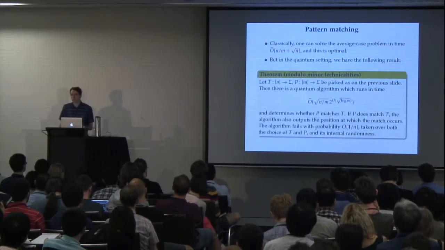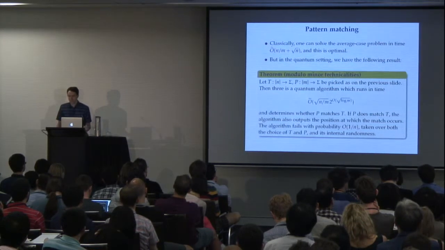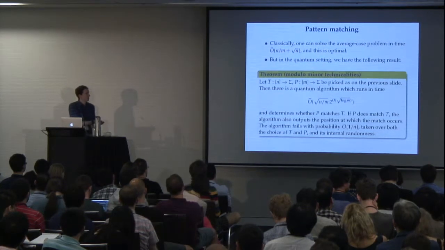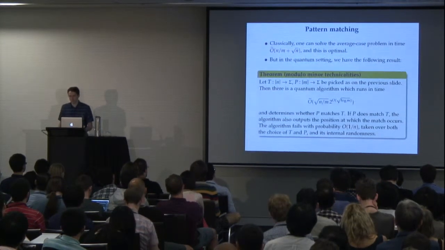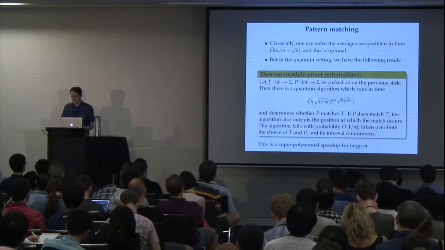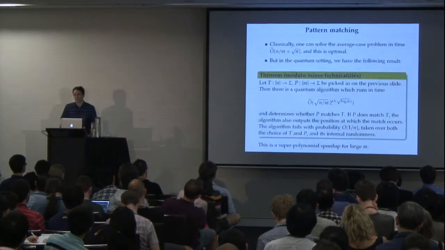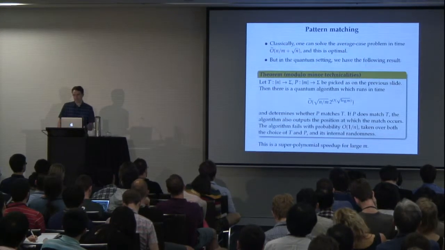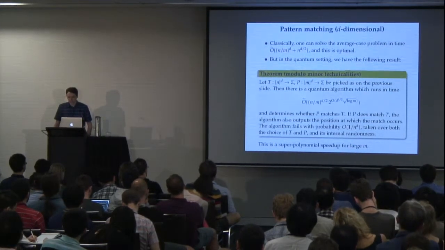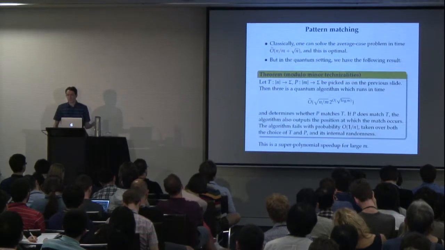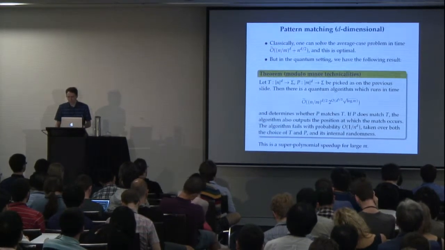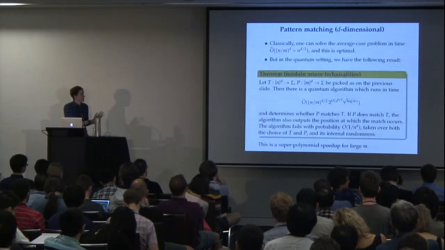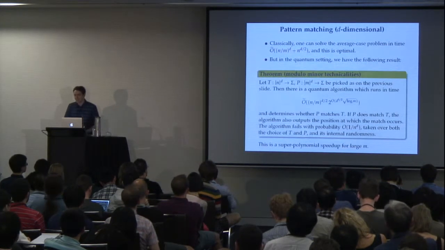So in particular, when m is quite large with respect to n, like maybe m is order n or m is order n over log n, then we have a super polynomial separation between these two quantities. So this is substantially faster. It's a super polynomial speed up for large m in this average case randomized setting. Okay, so that's the one-dimensional case. In the d-dimensional case, basically everything I just said is the same. I've just copied the same slide and added some d's in.